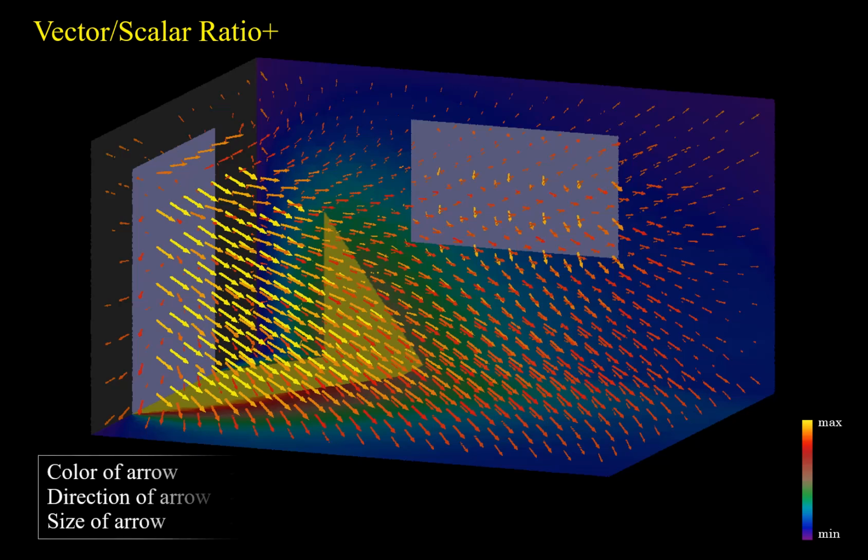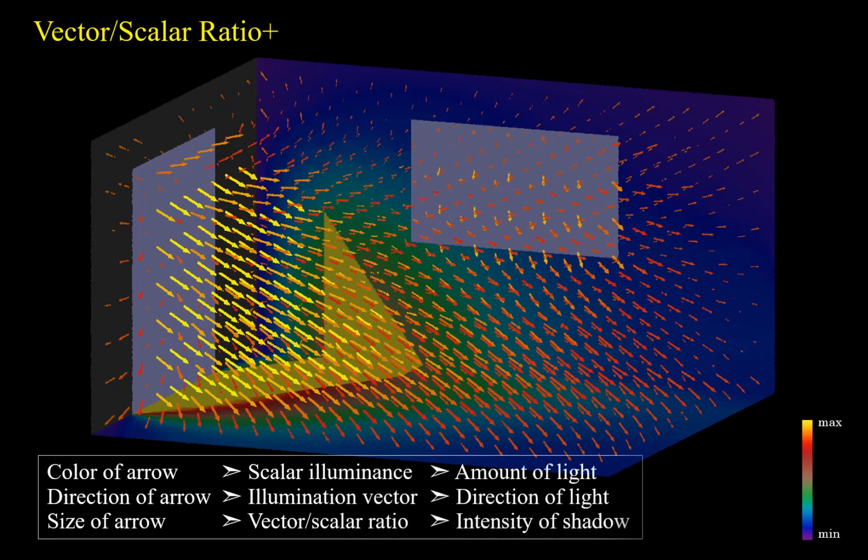In the vector scalar ratio plus, the color of the arrow at the calculation point shows the scalar illuminance, the direction of the arrow shows the direction of the illumination vector, and the thickness of the arrow shows the vector scalar ratio. This makes it possible to simultaneously show three elements: the amount of light, the direction of light, and the intensity of shadow.